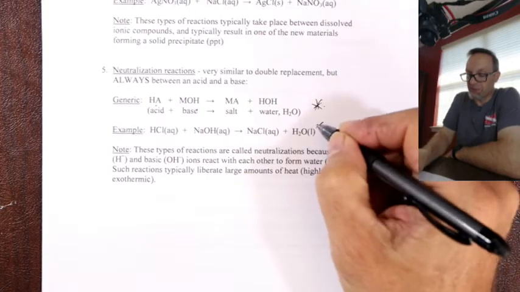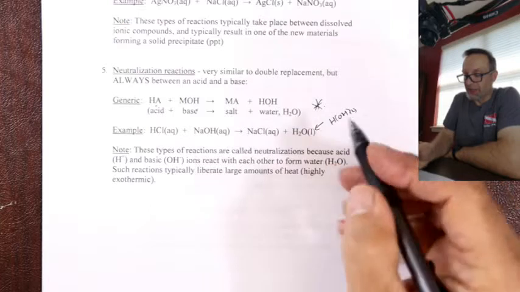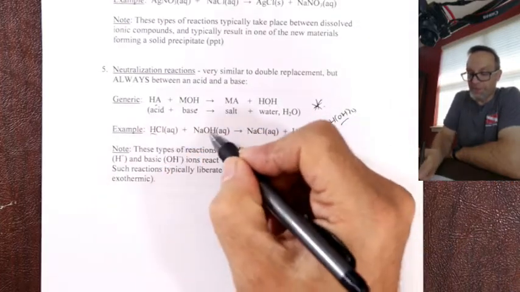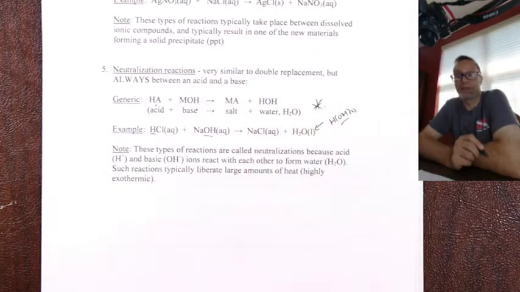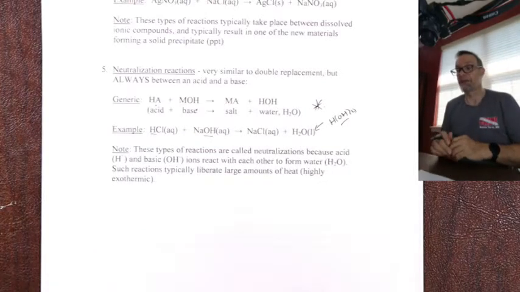I actually like to write, when we do this for real, I like to write water as HOH, because it kind of tells me where the parts came from. That's a nice little trick you can do later. Okay, so those are the 5 kinds of reactions which you'll be asked to recognize, okay?